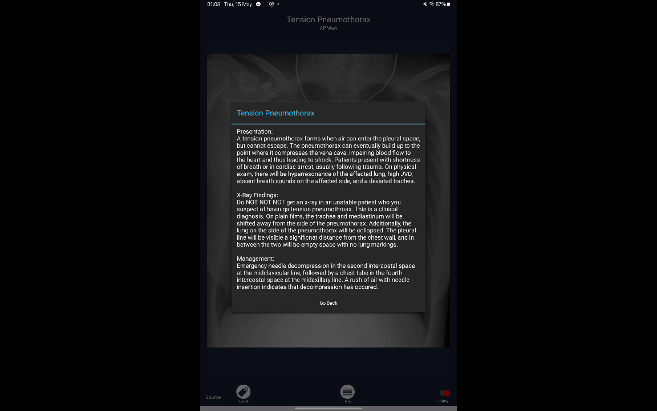But on a plain film X-ray, the trachea and mediastinum will be shifted away from the side of the pneumothorax. Additionally, the lung on the side of the pneumothorax will be collapsed. The pleural line will be visible a significant distance from the chest wall, and in between the two will be empty space with no lung markings, because air is interposed between the chest wall and the lung.